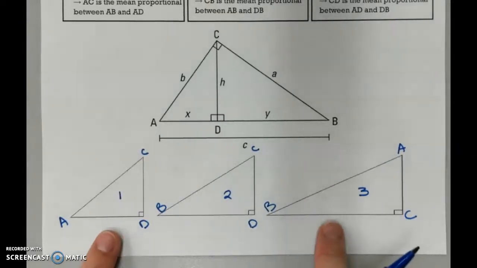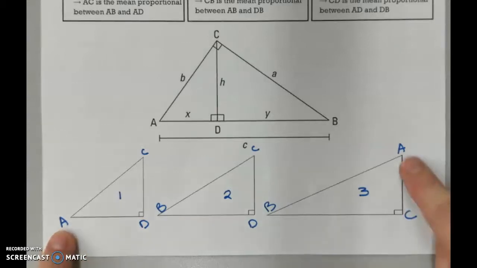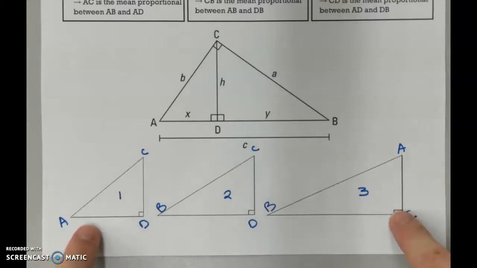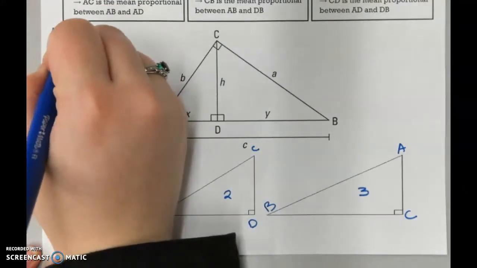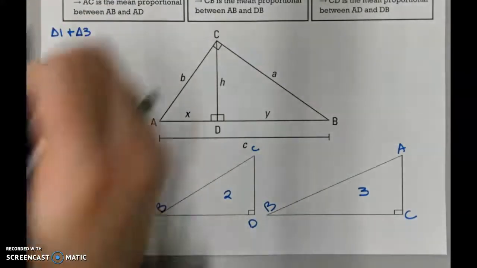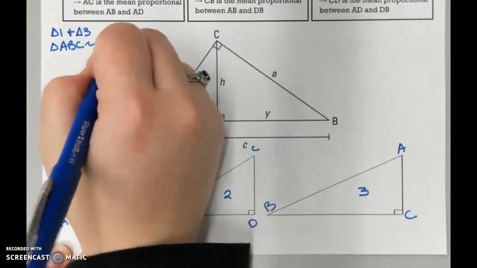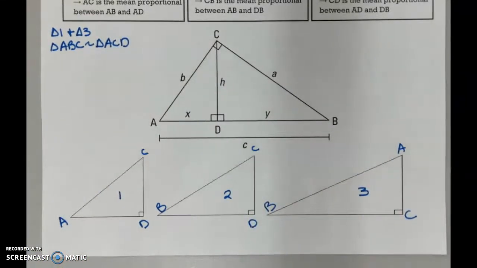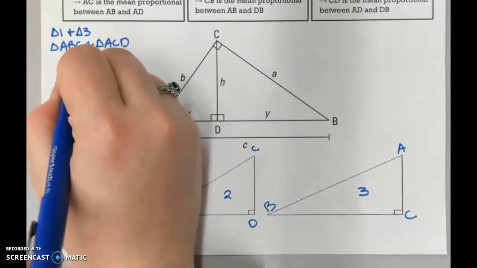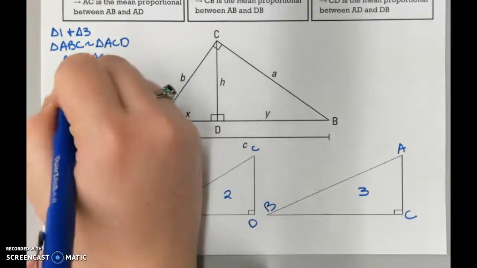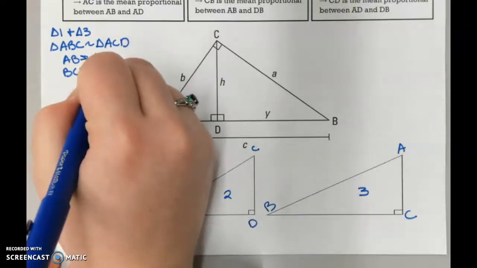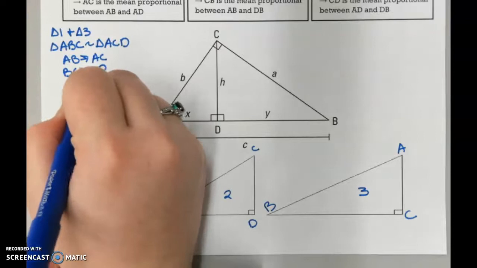So starting with the relationships between triangles 1 and 3. Angle A and angle A are the same angle, and they're both right triangles. So triangle 1 and triangle 3 are similar by our angle-angle similarity. So triangle ABC is similar to ACD. And because of that, I know that the segment AB corresponds to AC, BC corresponds to CD, and AC corresponds to DA.